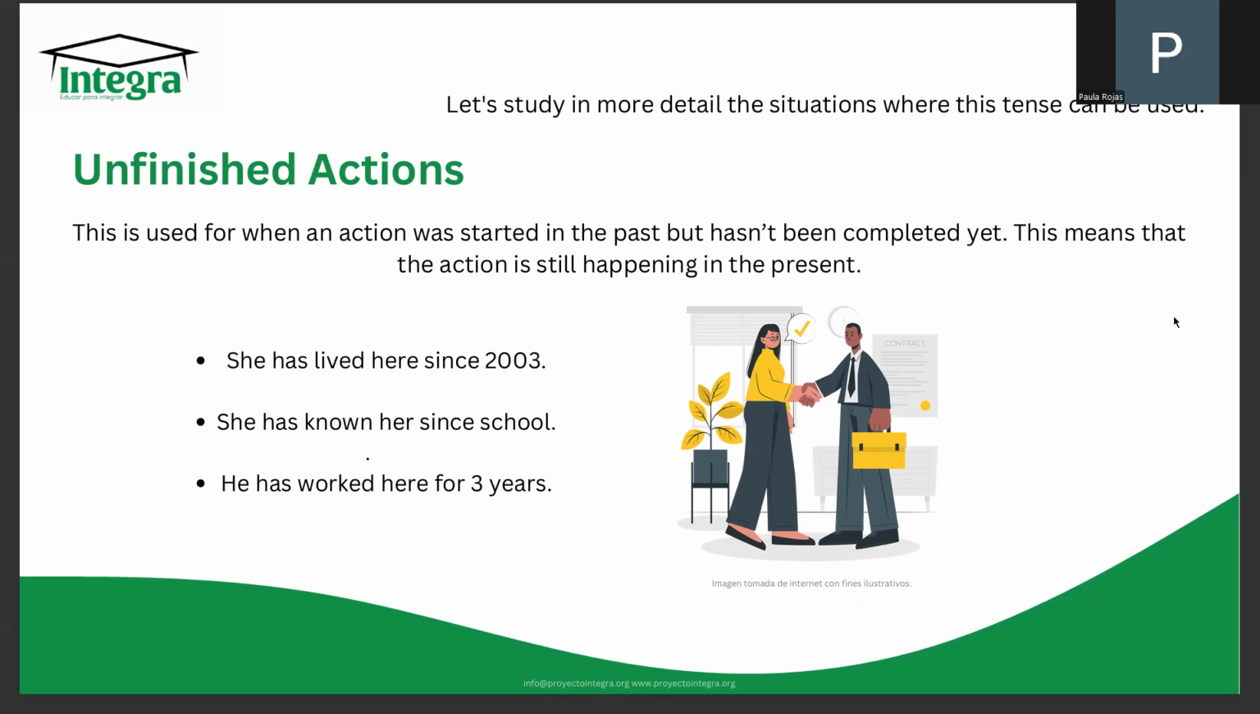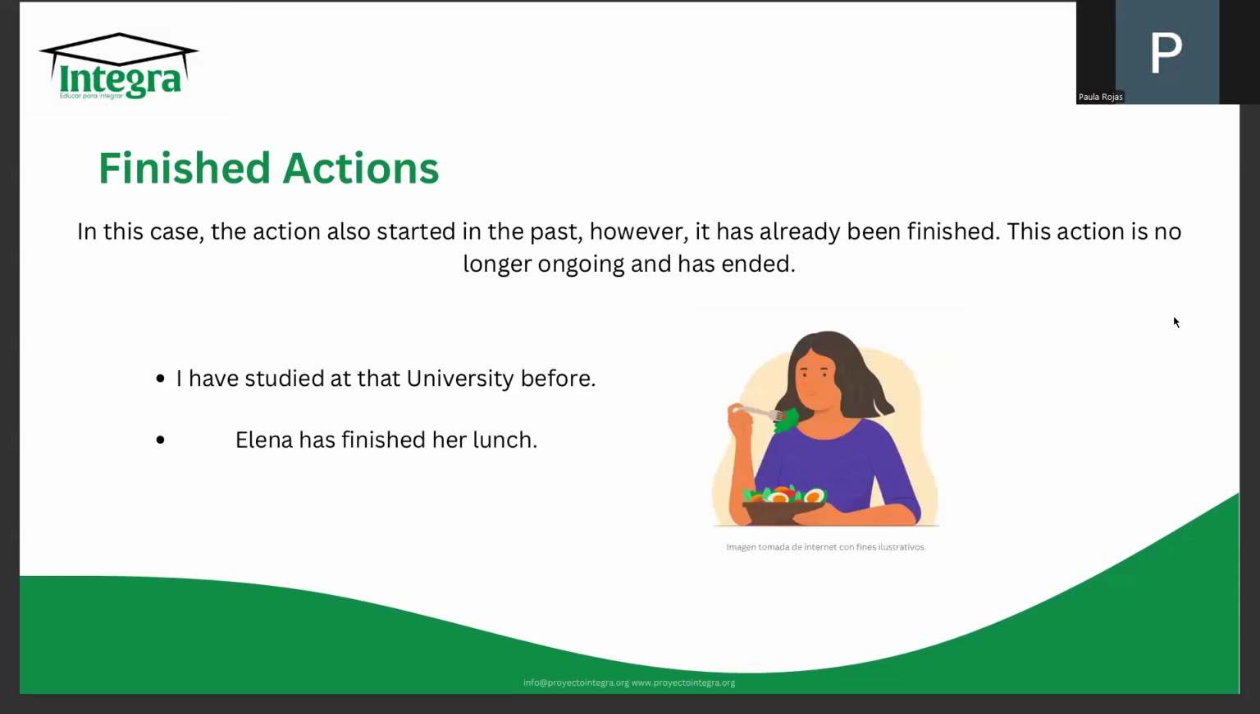She still lives here. Then we have she has known her since school. They started knowing each other since they were in the school. They're not in the school anymore, and they still know each other. And lastly, he has worked here for 3 years. He started working in this place 3 years ago. It's been 3 years and still works here. So these are actions that started in the past and are still going, right? They're still happening.